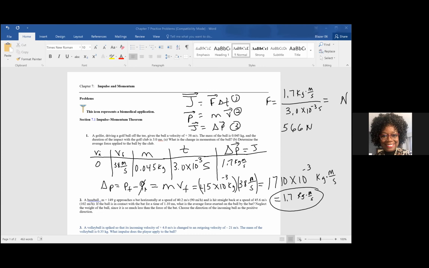Now, if I want to write that with 2 sig figs, I would say 570 newtons, and that would be my answer. Can you explain how we get the change in time again? Okay, so in equation number 1, the author told us that the duration of the impact with the golf club was 3 milliseconds.